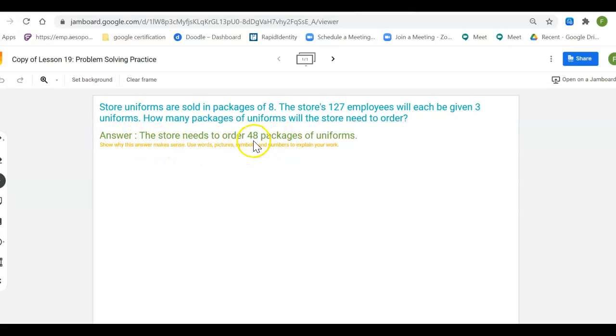The store needs to order 48 packages of uniforms. And your job is to show why this answer makes sense. You can use words, pictures, symbols, and numbers to explain your work here. So that's part of your independent work.